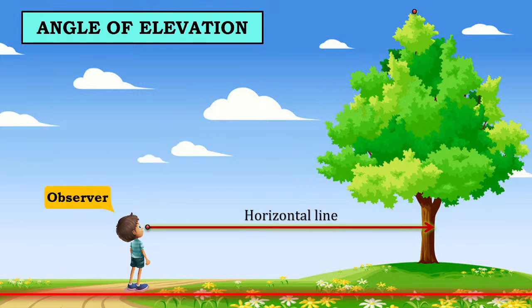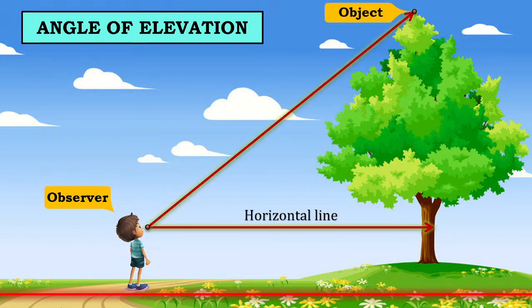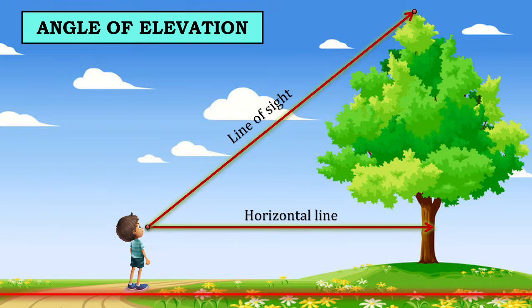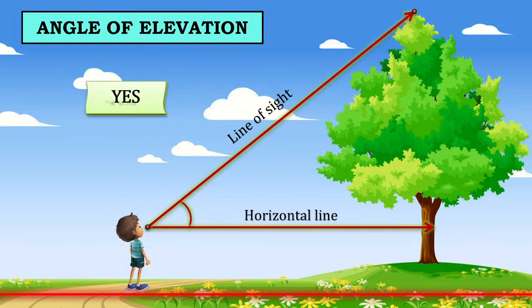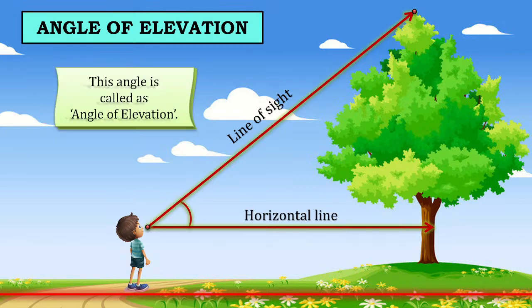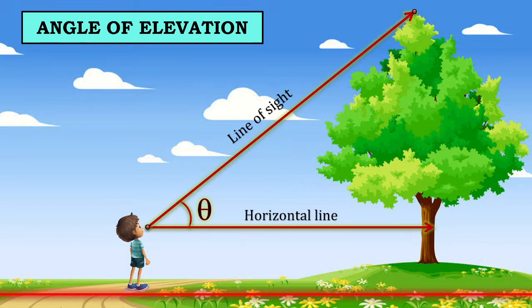This is the observer and this is the object, and I am drawing a line. So what is this called? Line of sight. So now here if you see the line, it is making an angle. This angle is called the angle of elevation. This angle is called what? Angle of elevation. Did you all understand? This is always measured in theta. Angle can be measured in theta, alpha, beta, gamma, anything.